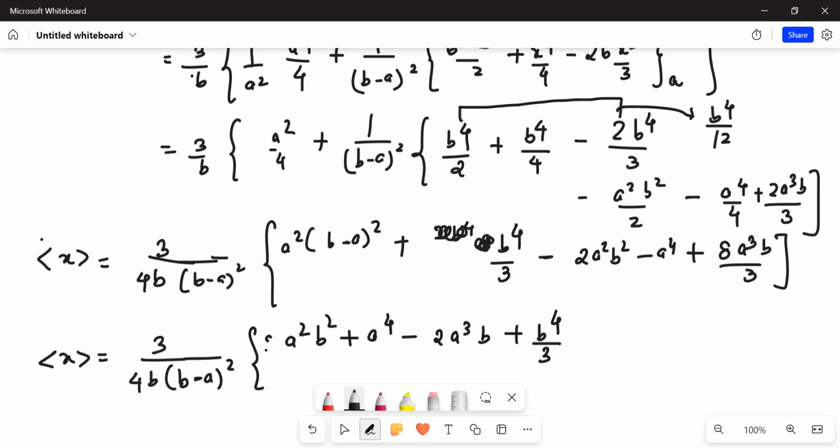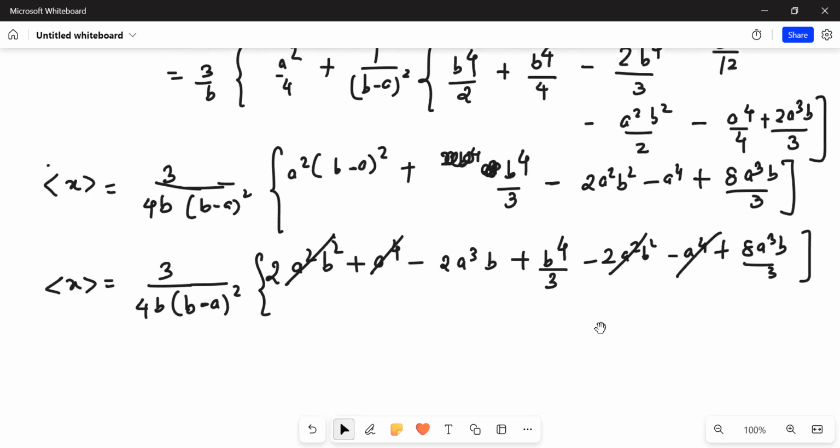I think this would be 2. Okay, so this gets cancelled. Minus 2a square b square, minus a to the power 4 will also get cancelled. Okay, so a to the power 4 gets cancelled. Minus 2a square b square also gets cancelled. And minus 2a cube b. So 6.